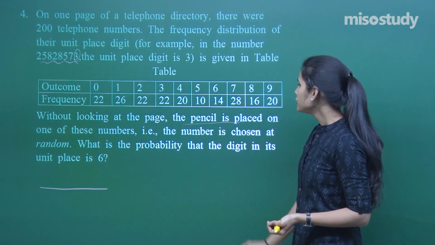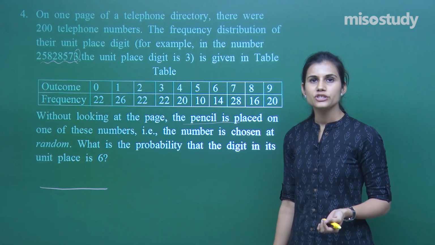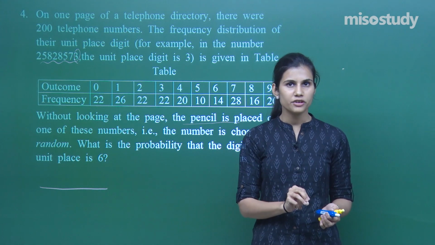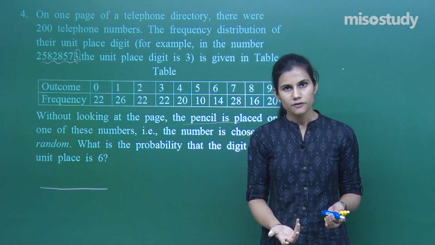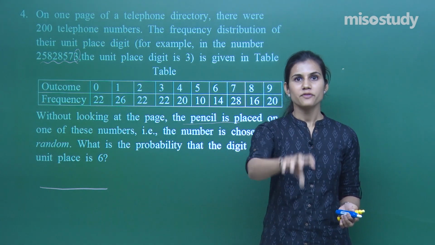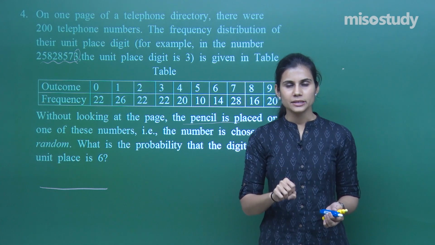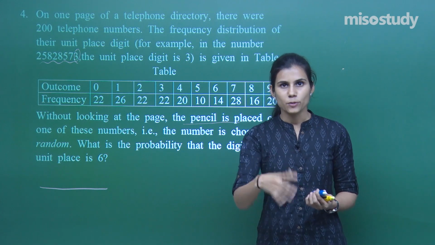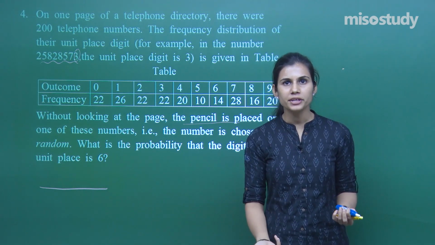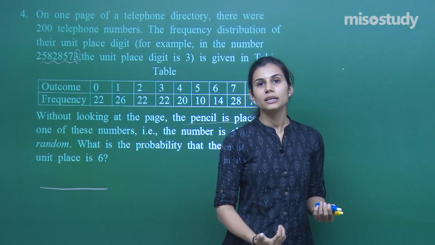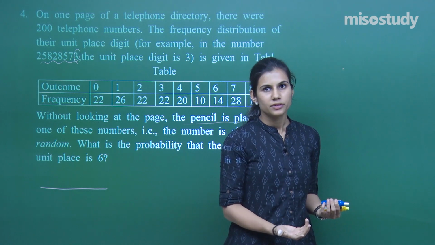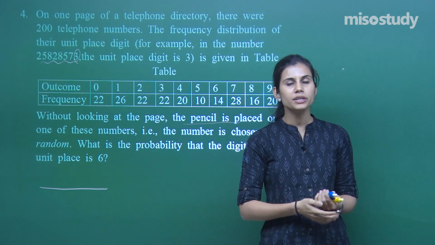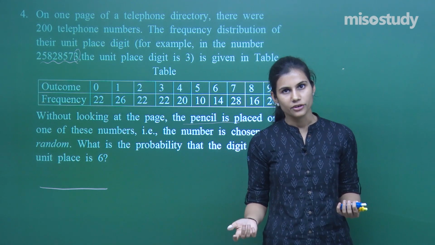That is, the phone number is chosen at random. So, choosing a phone number out of these 200 phone numbers is my experiment. Out of these 200 phone numbers, if I am choosing a phone number at random, which phone numbers can come up as possible outcomes, as possible selections? Any of the 200 can come. How many possible outcomes do I have when I am picking one phone number out of these 200? 200 possible outcomes, right?